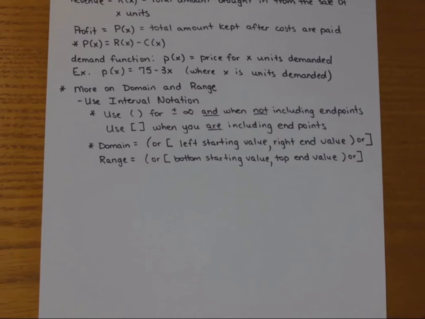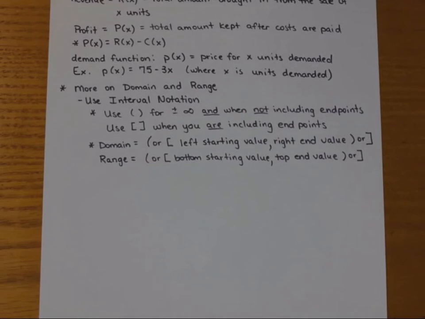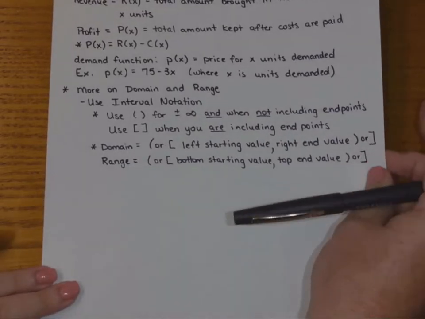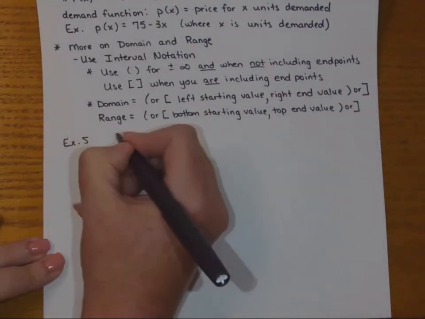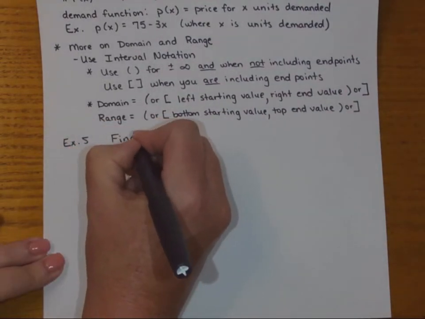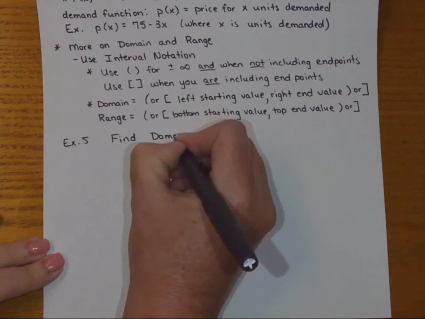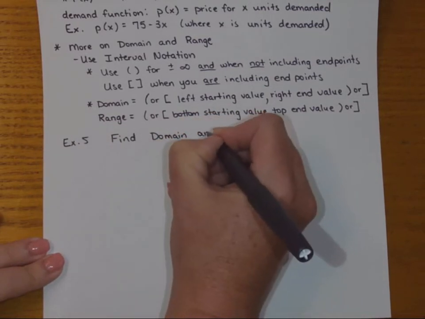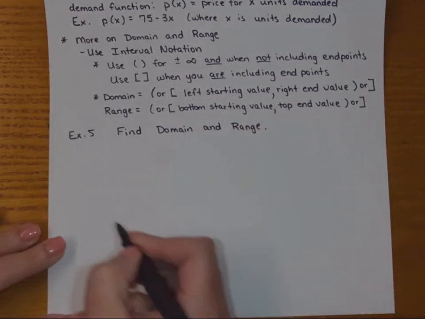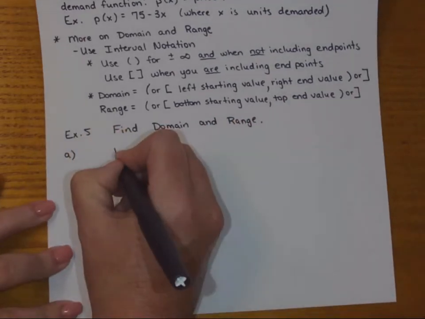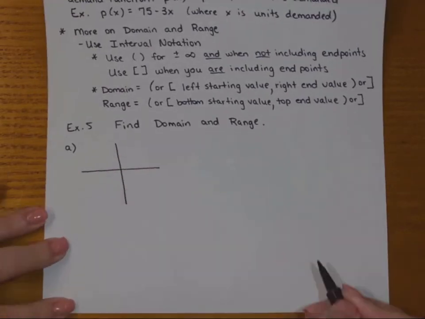And again, we're going to end with either a parentheses or a bracket depending on the situation that we have. All right, so for the next example, we're going to look at some graphs. So you're going to want to pause the video or whatever you need to do to be able to sketch these with me, and then we'll determine what the domain and range are.